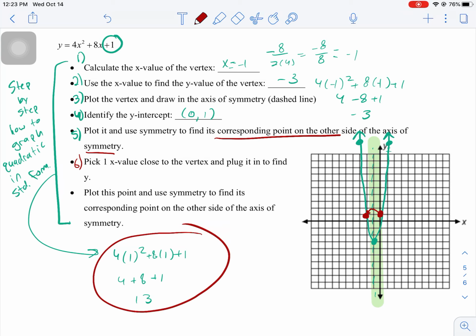Okay, the rest of this unit is going to be graphing quadratics in all the different forms. We just started with standard. When we get back, we'll talk about 2 more forms.